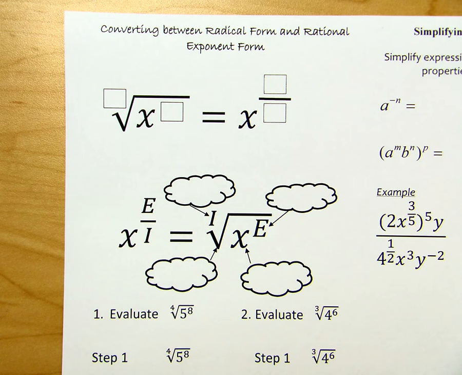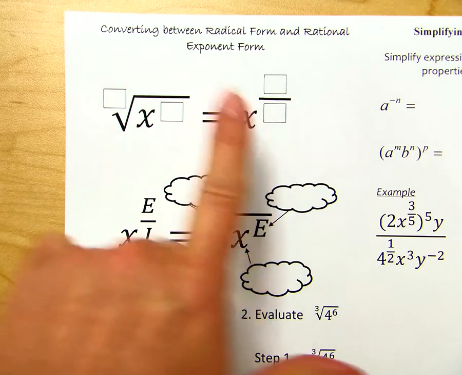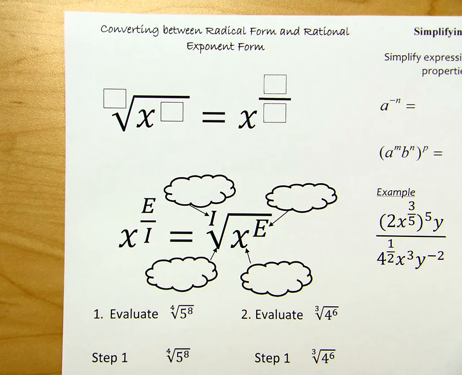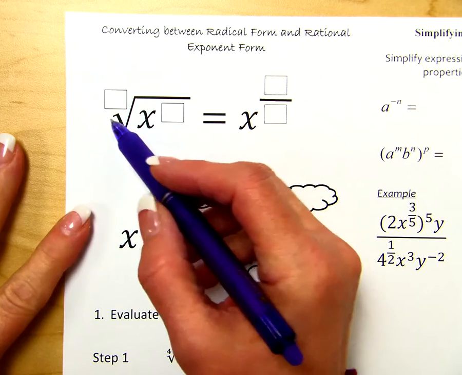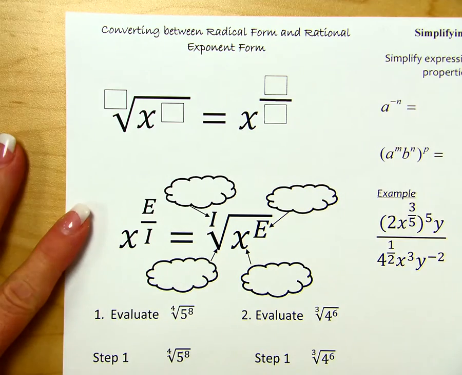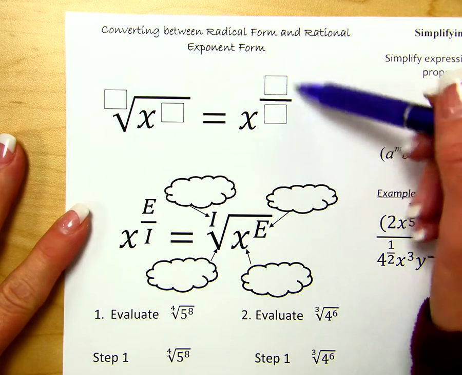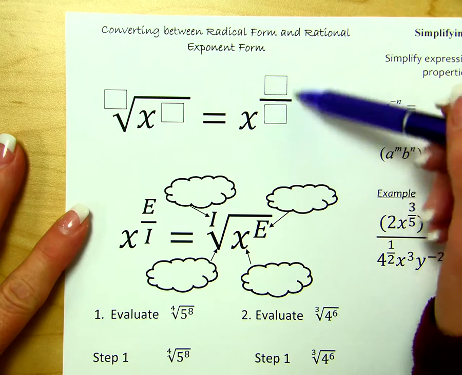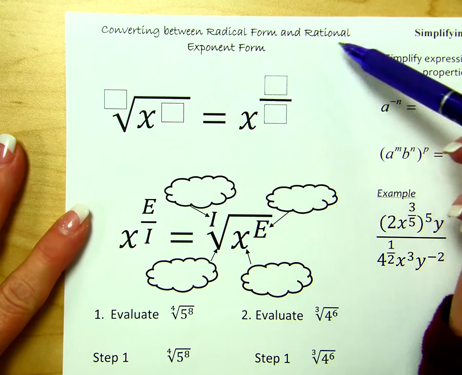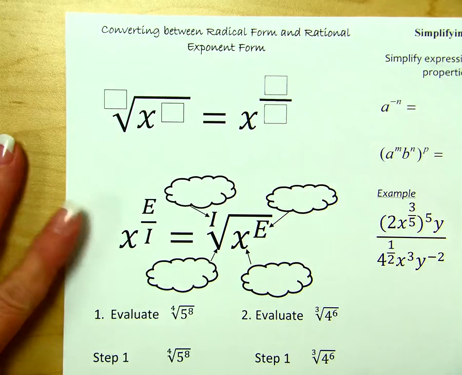Today's video is looking at converting between the radical form and the rational exponent form. So here we have a radical sign, so that's why it's called radical form, and over here we have a fraction. That's what a rational number is. It's simply a fraction in the exponent. That's why it's called rational exponent form.